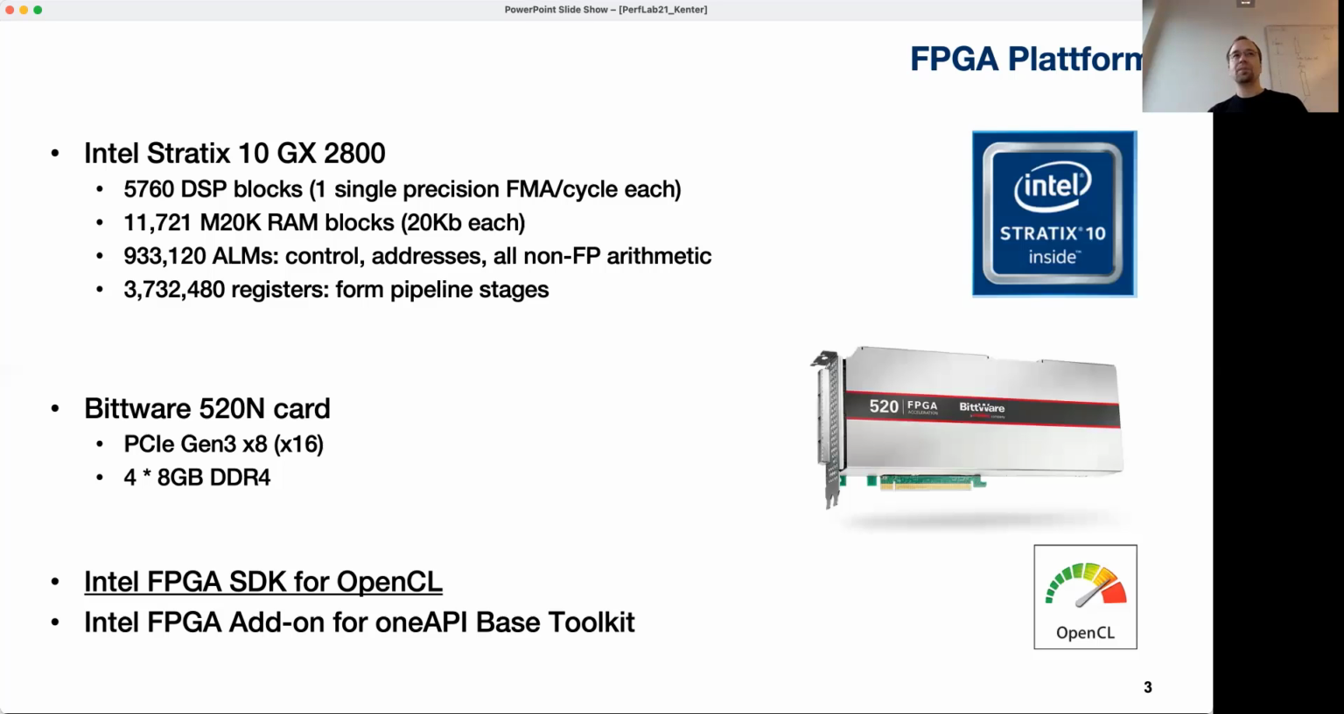As I said, in our case, this FPGA is installed inside a PCIe card, which additionally provides 4 channels of DDR4 memory as off-chip memory interface. We program these with high-level tool flows, in this case the Intel FPGA SDK for OpenCL. Recently, we also started to use the oneAPI toolkit with its FPGA add-on, but since this work was started before that, all the results I present today are using OpenCL tool flows.